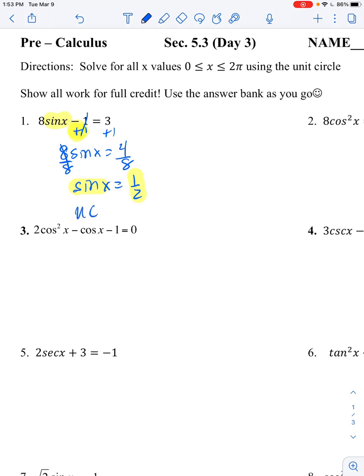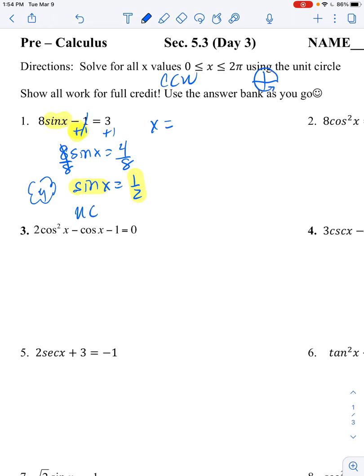As soon as you have sine, cosine, or tangent equal to a value, it is time to go to the unit circle. Sine is the y coordinate, and I'm looking for it to have a value of 1/2. So I start at 0 and I go counterclockwise, because the quiz is going to prompt me to type my answers in that order. So you start looking here on the unit circle and go around.